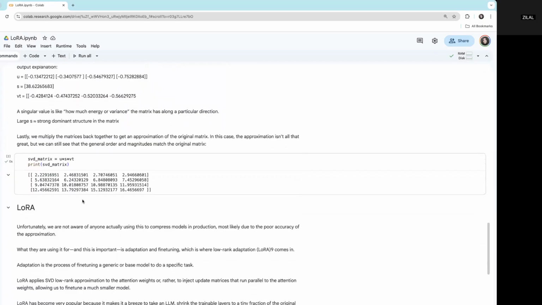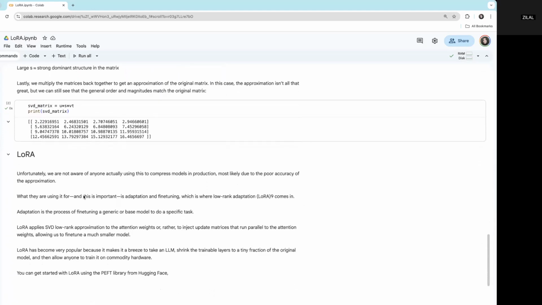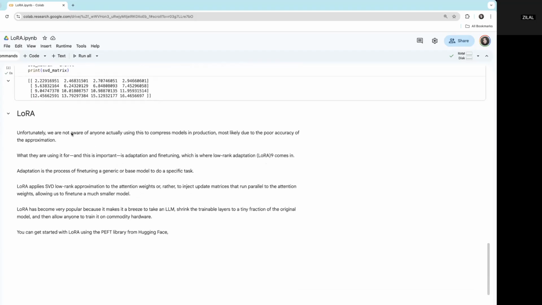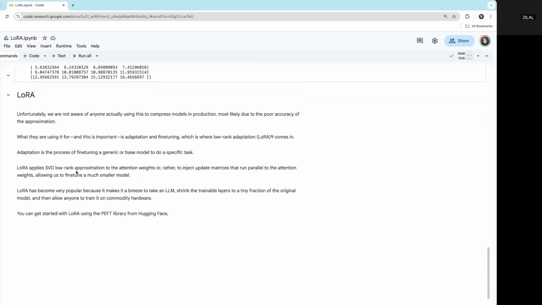And that's why we don't use it in the prediction style. Most likely because of the poor accuracy of the approximation. What we use is adaptation and fine-tuning, which is here, call it low rank adaptation, where we use it in production. Adaptation is the process of fine-tuning a generic or base model to do a specific task.